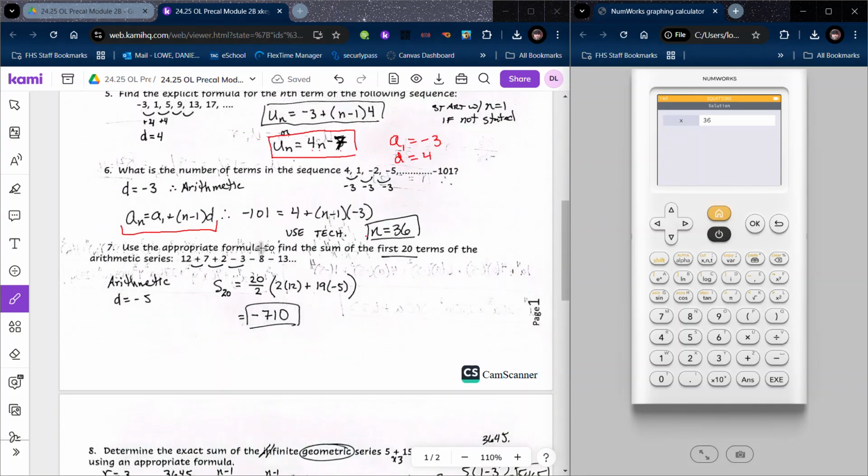Next question, I want to find the sum of the first 20 terms, right? Arithmetic, we have a common difference of -5. We're subtracting 5 each time. So the sum of the first 20 terms, we have a formula for it.